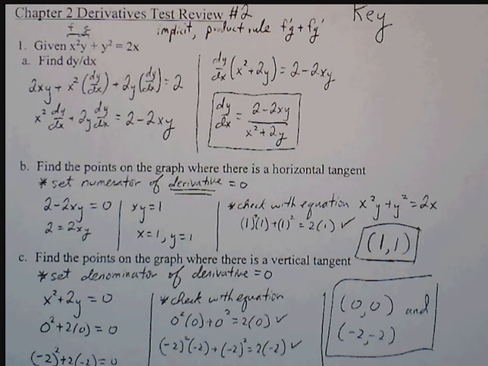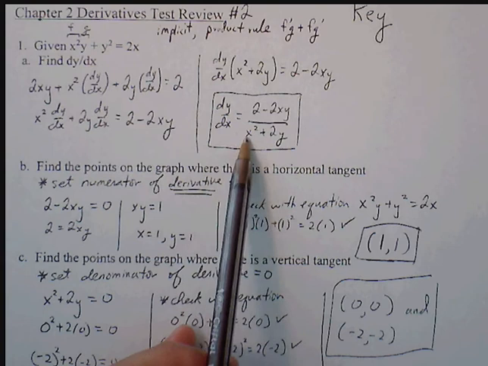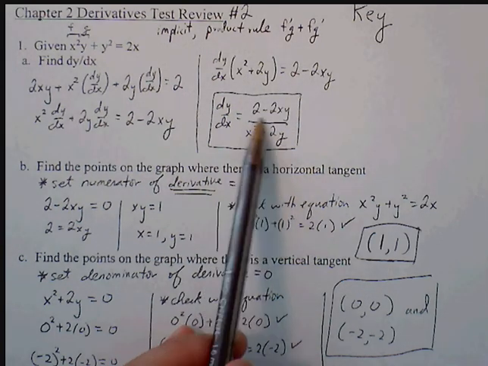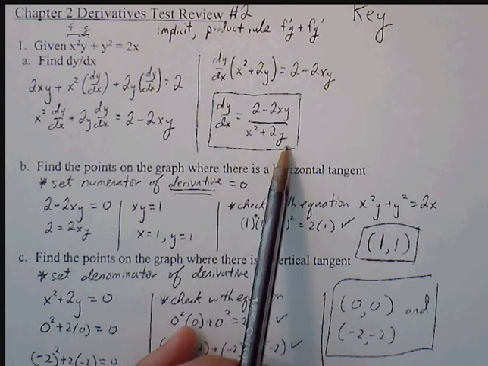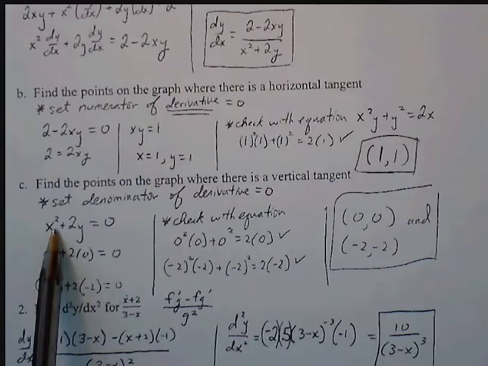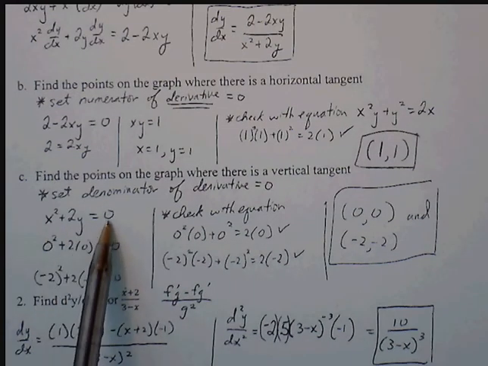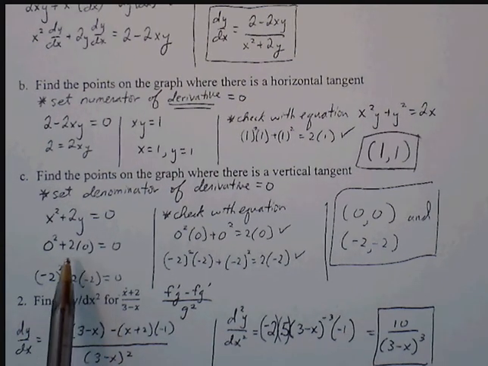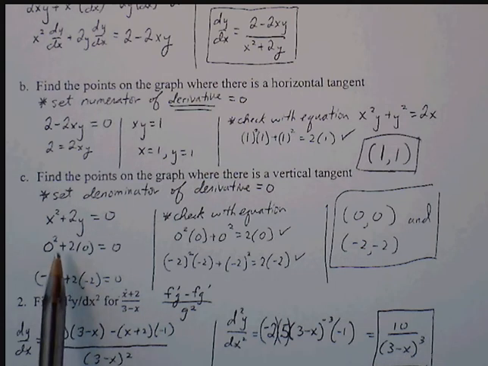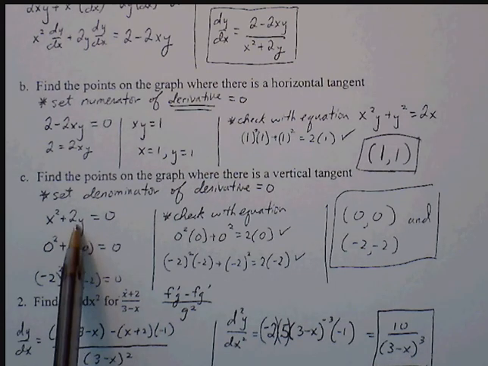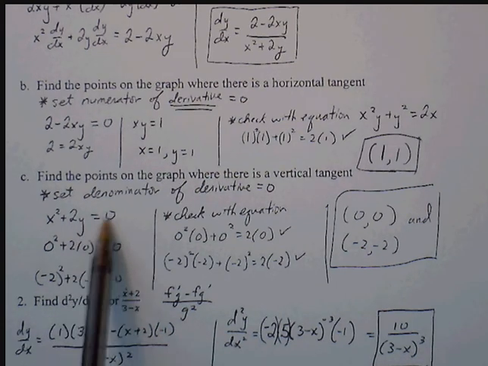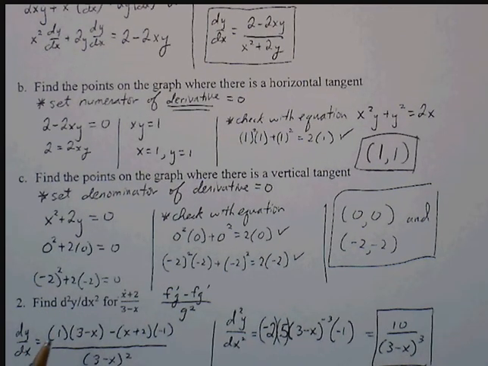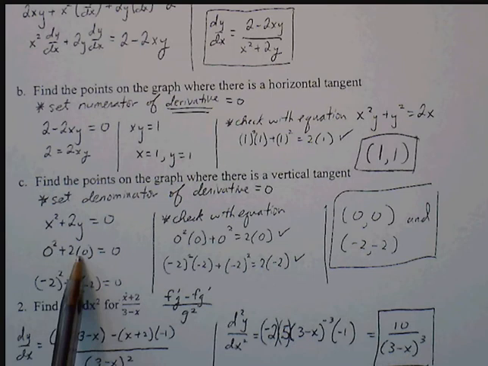So vertical tangent line will occur where the slope of the curve is undefined. So undefined would mean setting the denominator of the derivative equal to 0. So when we do that, we can do x squared plus 2y is equal to 0. Well, what x and y values can we choose that will cause this equation to be true? Looks like 0, 0 is a good one to choose. So 0 plus 0 is 0.